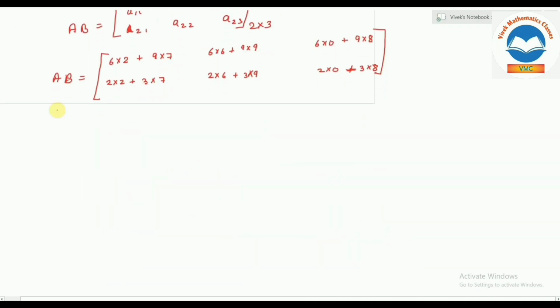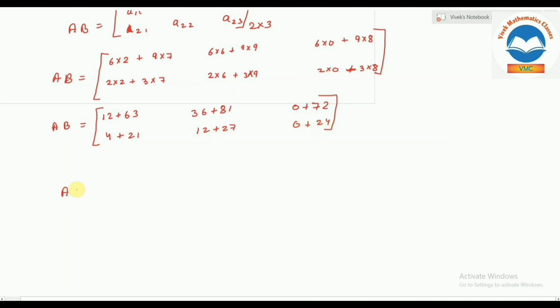So we will simplify this. What will be our AB matrix? So here what we are getting? 12 plus 9 into 6, 7 will be 63. And here what we will get? 36 plus 81. And next will be 0 plus 72. Next 4 plus 21. Next will be 12 plus 27. And here 0 plus 24. So this will be the AB matrix.